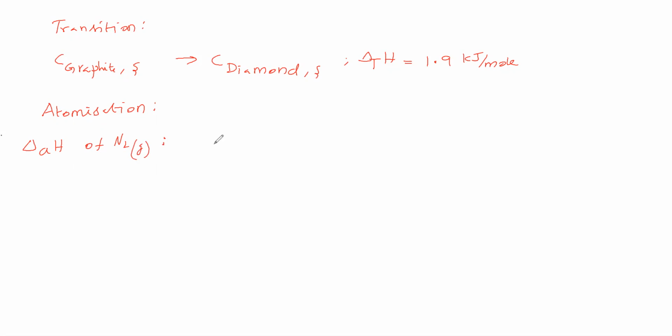Here the given substance is N2 gas. We have to convert this into gaseous atoms. What is the amount of heat involved for this process? That is 43.51 kilojoule per mole. This energy is called the enthalpy of atomization of N2 gas.